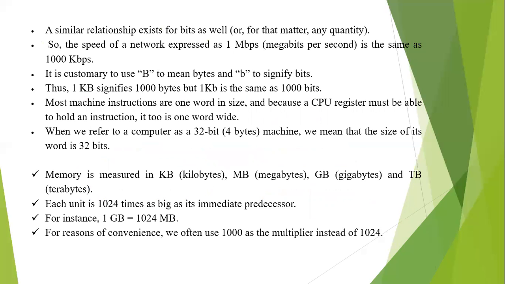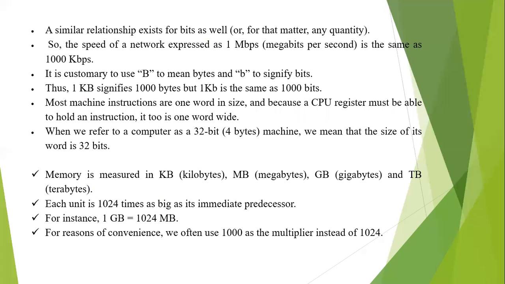A similar relationship exists for bits, or for that matter, any quantity. So the speed of a network is expressed in Mbps. I hope you have heard of 1 Mbps, 1 megabits per second, the speed of a network. You can download data of roughly 1 megabit per second coming into your machine or device. Network speed is normally measured in megabits per second, or here it's mentioned as 1000 kbps, 1000 kilobits per second. The data entering your device, let us say, is equal to 1000 kilobits per second.